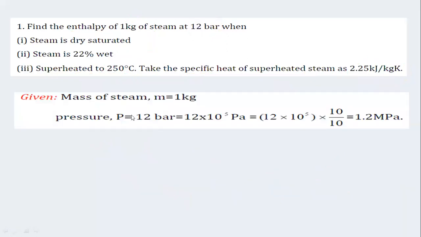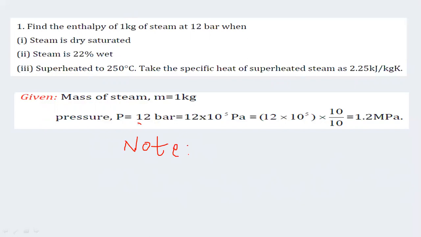So given things, as I was telling you, the mass of steam given to us is 1 kg. The steam formation is happening at a pressure of 12 bar. So you have to refer to the steam tables. And one more point I will tell you, I was telling you that in some steam tables the pressure values are written in terms of bars or in kilopascals or even in megapascals. So make a note of this before you refer to the values according to your question.